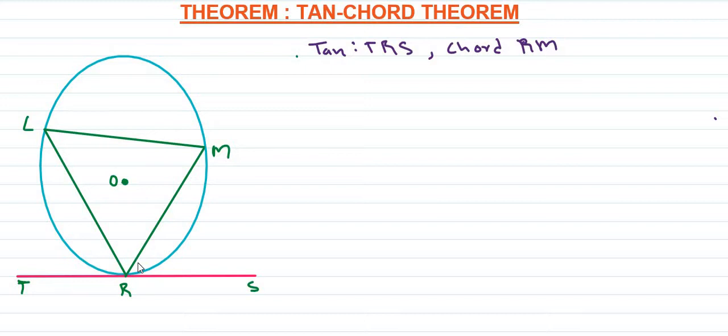So the angle between the tangent and the chord is equal to the angle in the opposite segment. The theorem says that the angle between a tangent to a circle and a chord drawn from the point of contact is equal to the angle in the alternate segment.